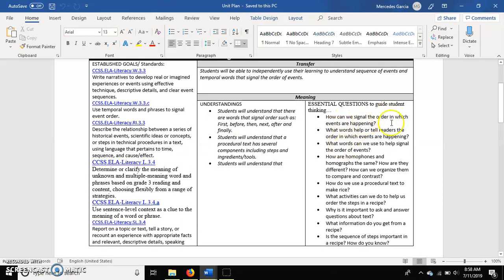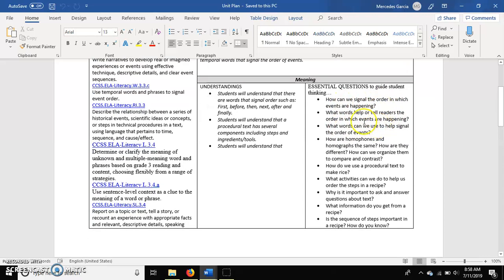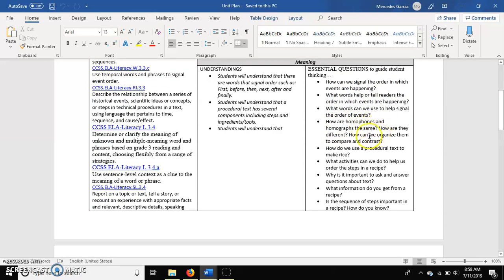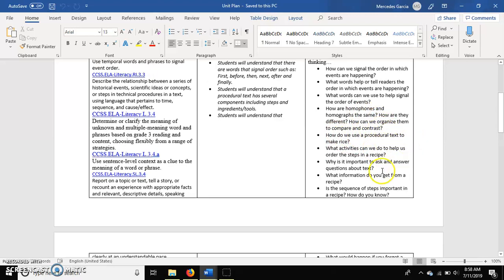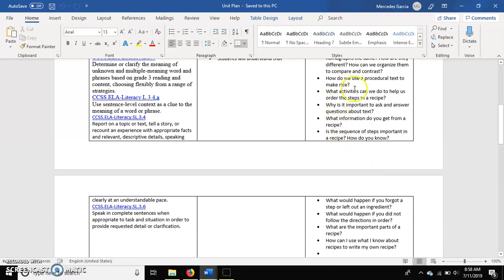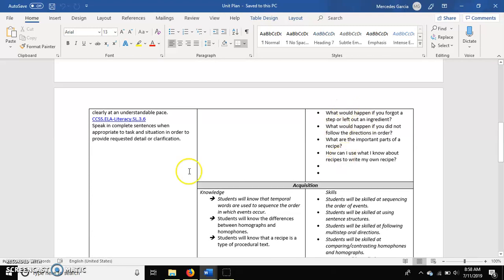Essential questions. How can we signal the order in which events are happening? How are homophones and homographs the same? How do we use procedural text to make rice? What activities can we do to help us order the steps in a recipe? So these are all the essential questions. I have lots of them here.